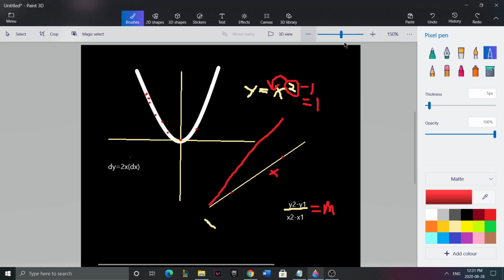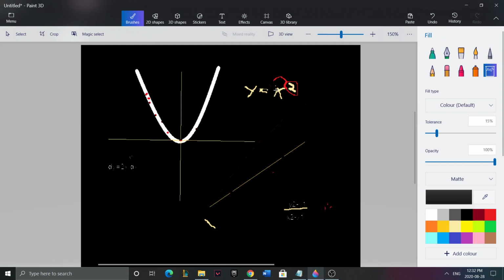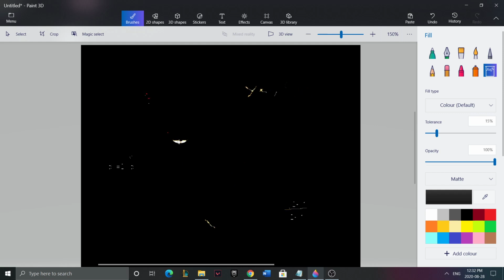So let's try another derivative here. Let me black this all out. Okay, so that's good.